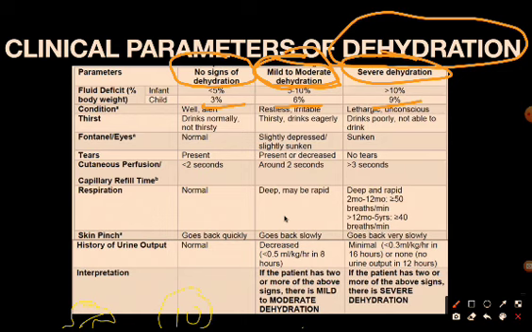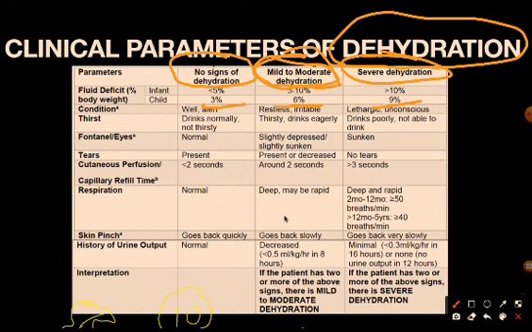Here we have the general condition, the presence of thirst, fontanelle condition, and the eyes also. We need to see the eyes, presence of tears. We have cutaneous perfusion or capillary refill time. It's included here. Then respiration. This might be termed as respiratory pattern. But actually, if you look at this, it is not respiratory rate; this can be called respiratory pattern. Then we have skin pinch. This is used also in IMCI. Then history of urine output. For the urine output, this is not used in IMCI.